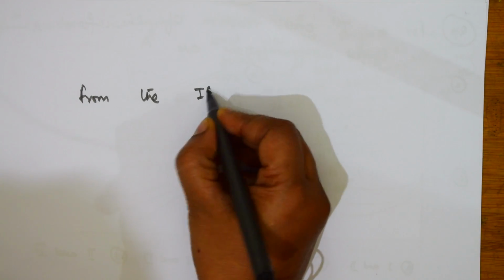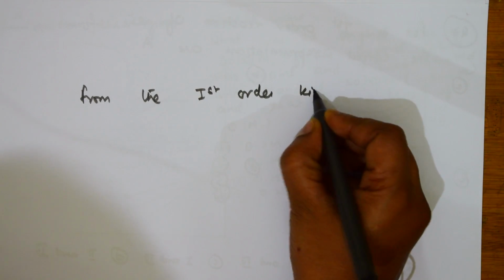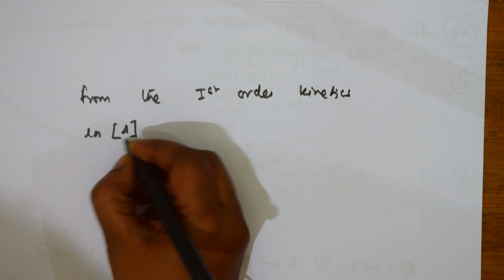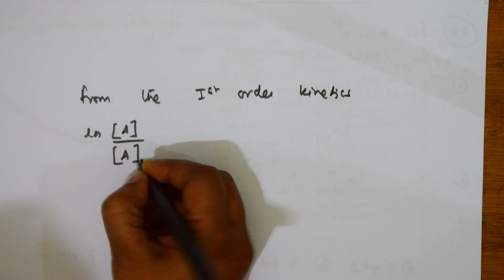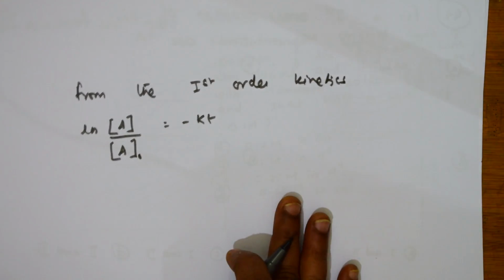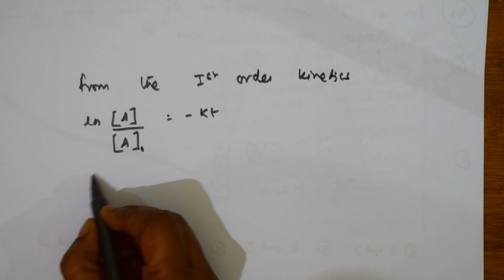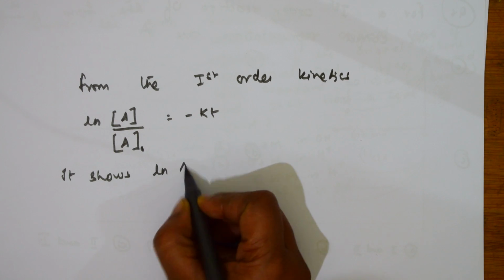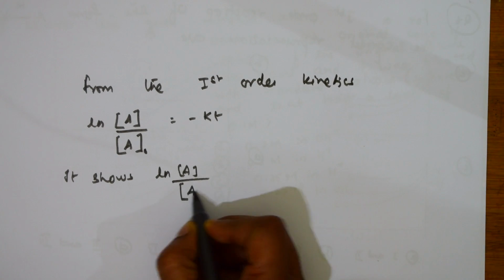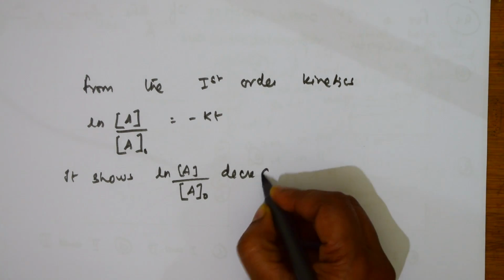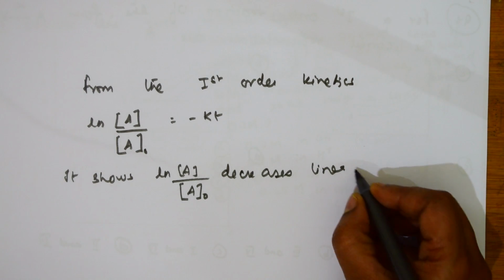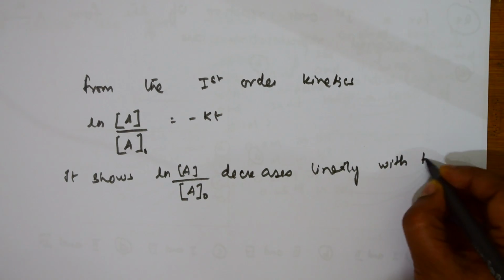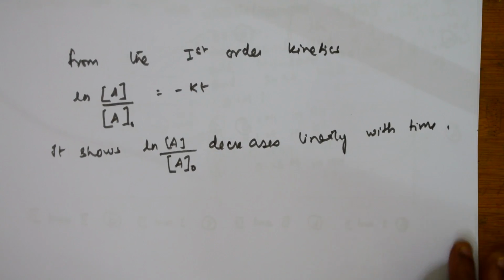From the first order kinetics, what the formula is, ln A by ln A naught is equal to minus kt. This is what you have studied. Yes, that means, what does it show? It shows that ln A by A naught decreases linearly. Correct? It decreases linearly with time. This is what, minus is given, right? So with time. Done.